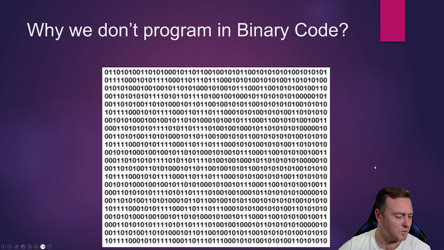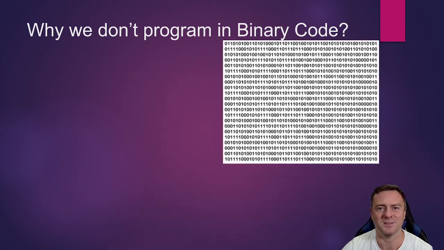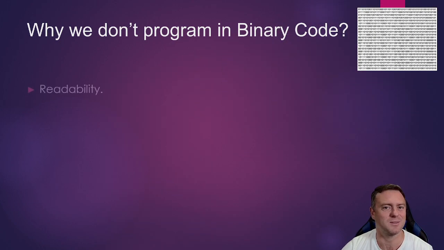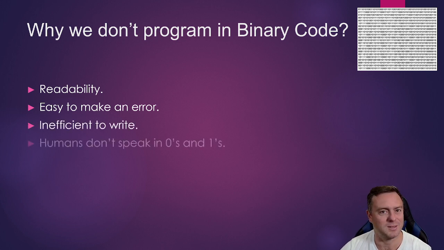So why don't we program in binary code? What's the problem with using a whole heap of ones and zeros and just bashing it out like that? There's a whole heap of different reasons. The main one that comes to mind is readability. Trying to work out your name inside of that gets a little bit harder. It's easy to make an error. If you put a 1 or 0 in the wrong place, it totally breaks the code. It's inefficient to write because you've got to spit out a whole heap of 1s and 0s.